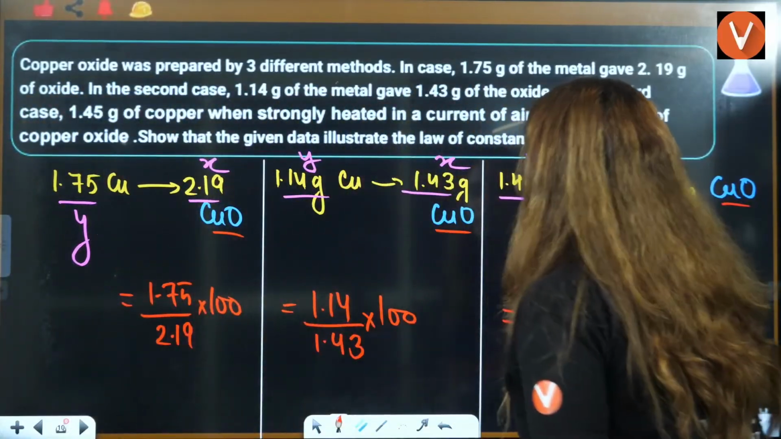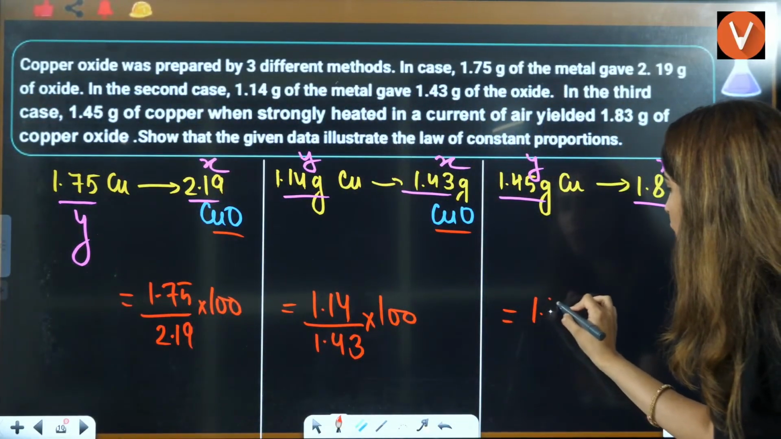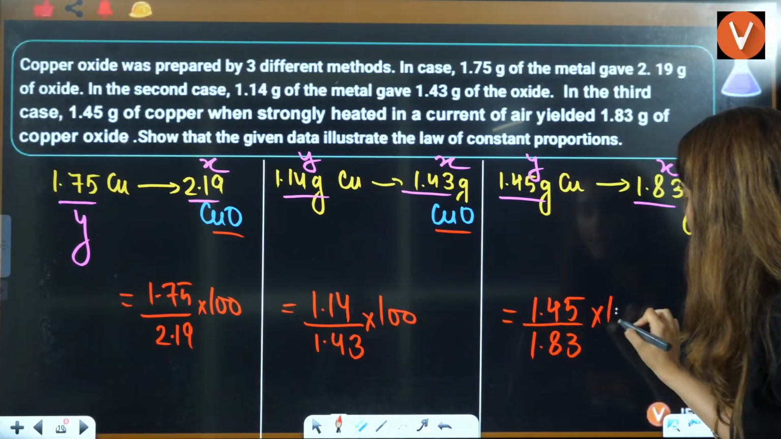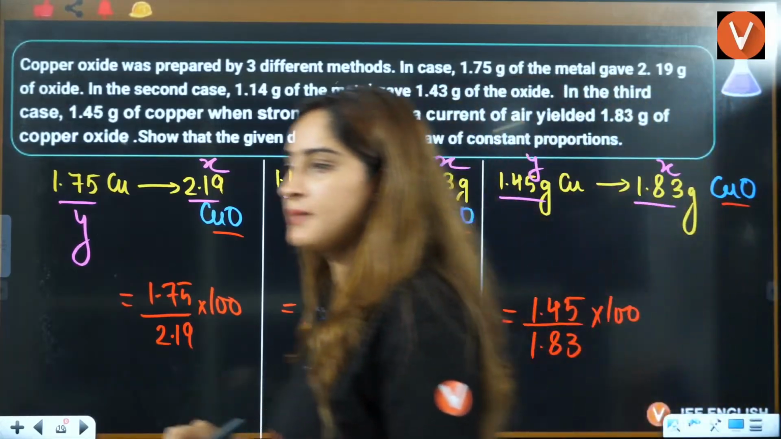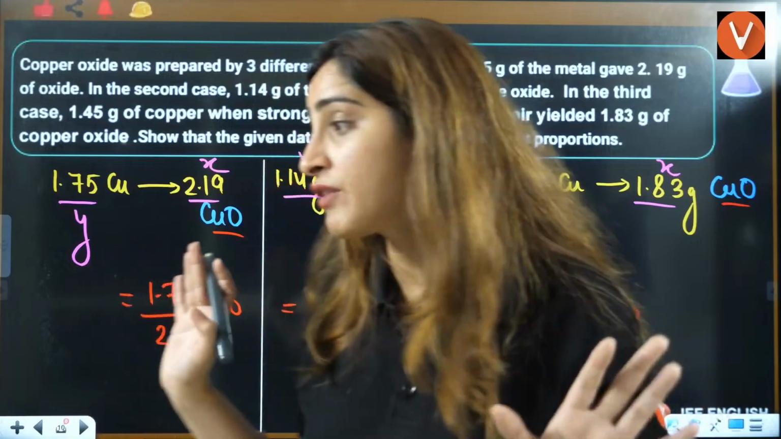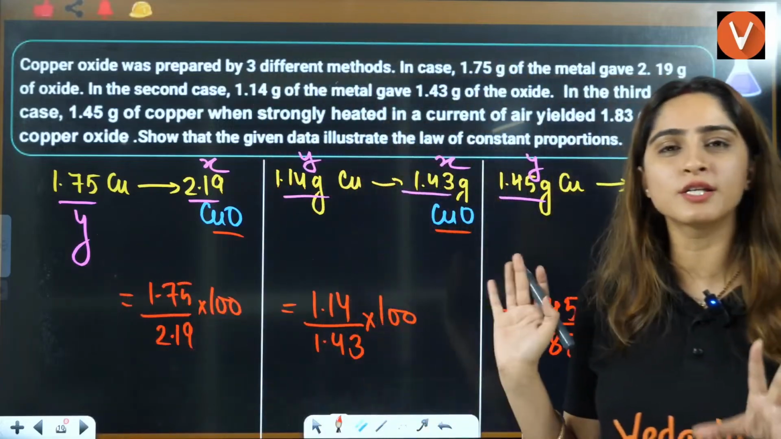And what about this one here, right? Y by x: 1.45 divided by 1.83 multiplied by 100 here. And by doing this, you will get your answer, right? Everybody clear on this part?